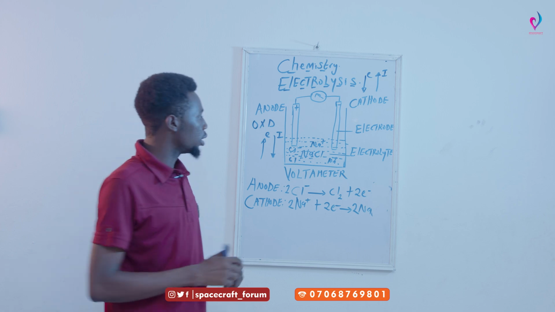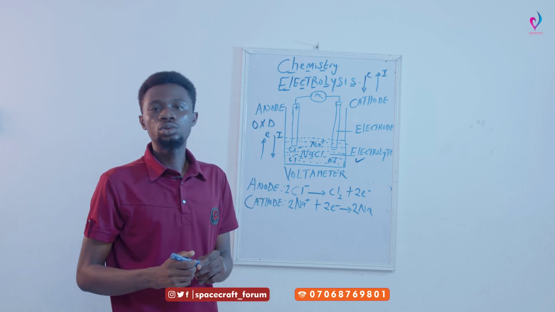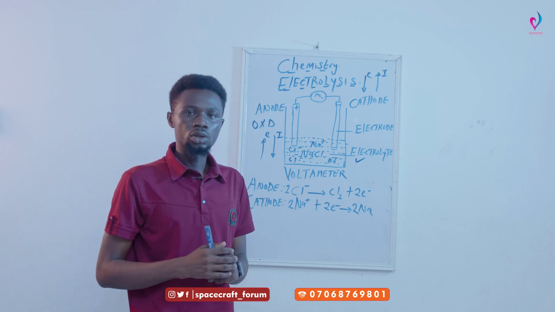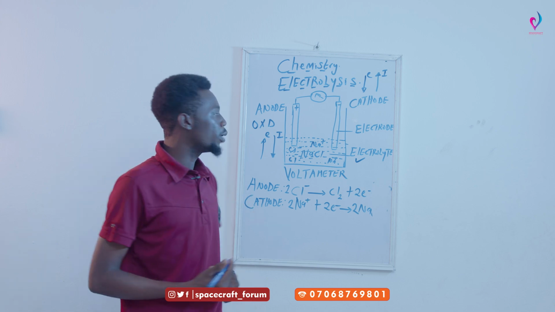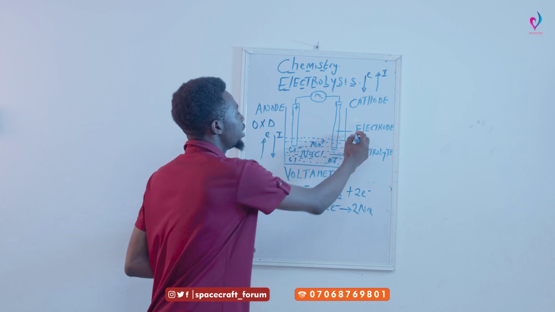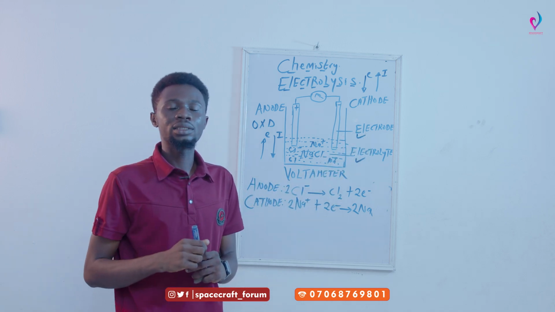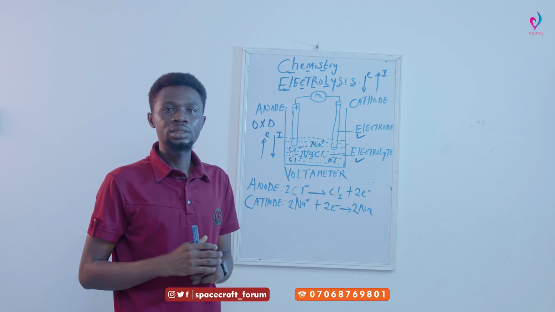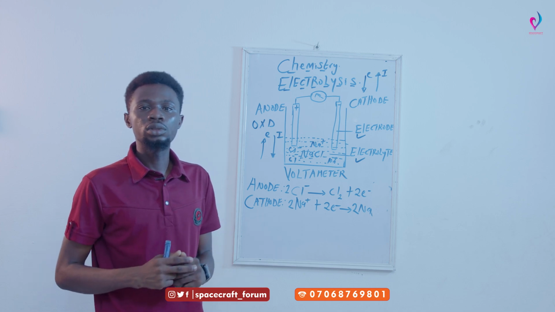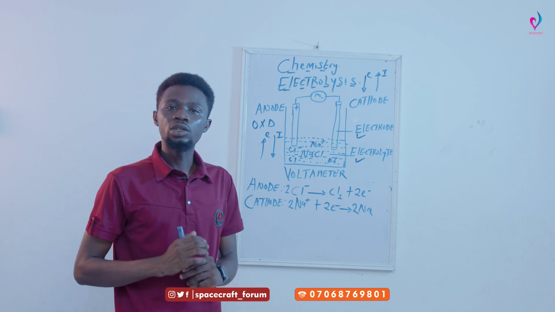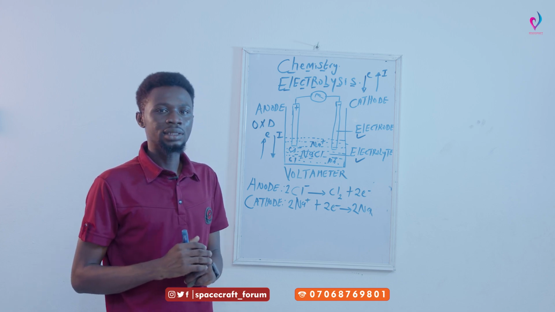When we are talking about electrolytic solution, these are solutions that can conduct electric currents, such as acid, base, and salt. Now, when we are talking about electrode, an electrode is a metallic pole that is dipped inside an electrolyte to allow passage of electric current and also passage of electrons. We have two types of electrode: the positive electrode known as the anode, and the negative electrode known as the cathode.